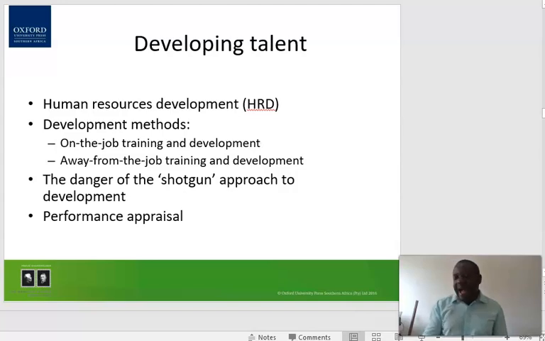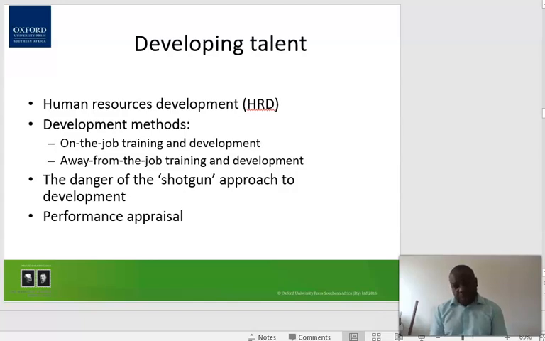So there are a number of on-the-job training and development methods, and also away from the job training and development methods that you will need to know. These are also clearly provided in your textbook, and you need to understand them. Then there is also what is known as the shotgun approach.